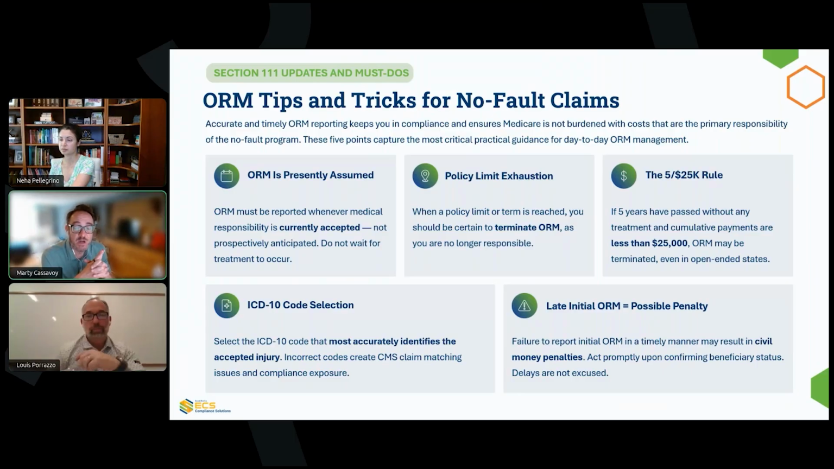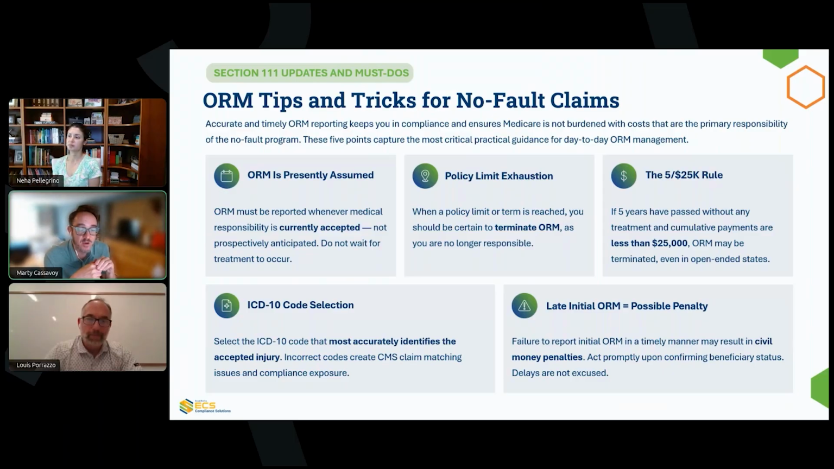The 525 rule, which was enacted by CMS, is available. If 5 years have passed without any treatment and cumulative payments on medical are less than $25,000, then ORM may be terminated even in an open-ended situation. So like if you're in Michigan and you've paid $14,000 on a claim and you haven't seen anything from the person in the last 5 years, you could terminate ORM.